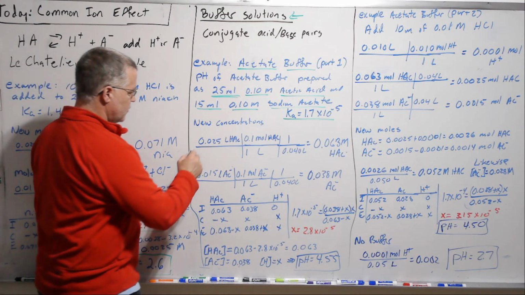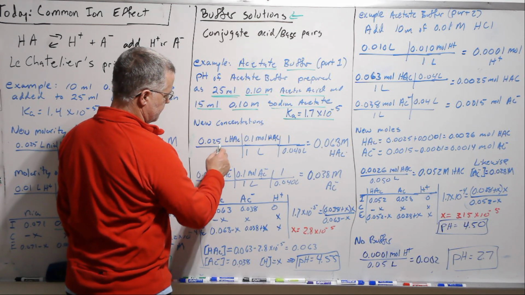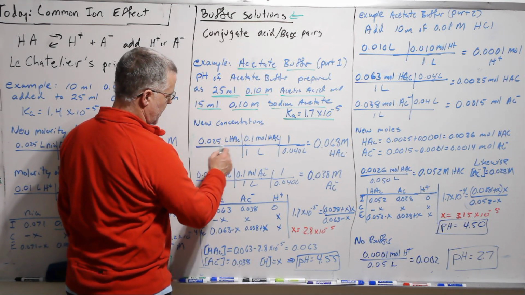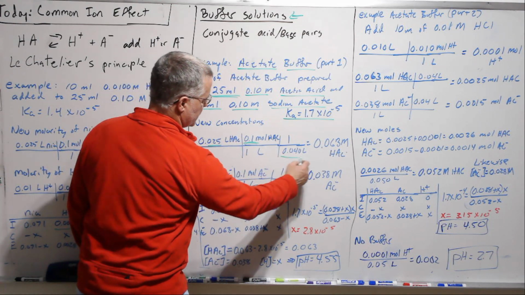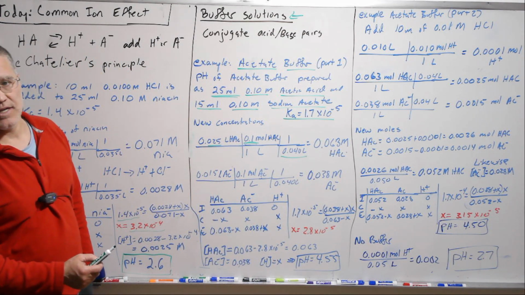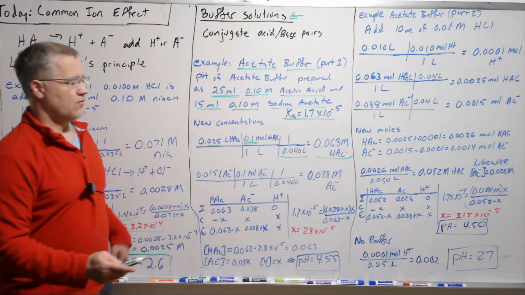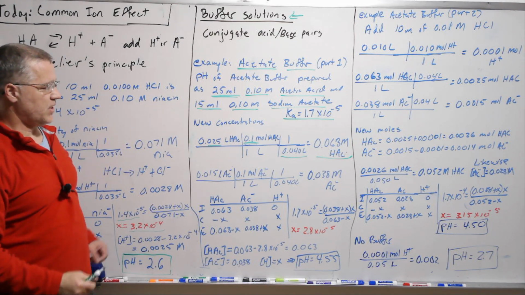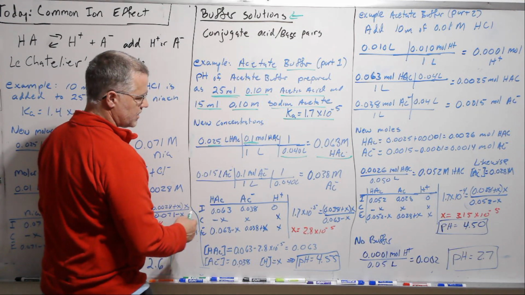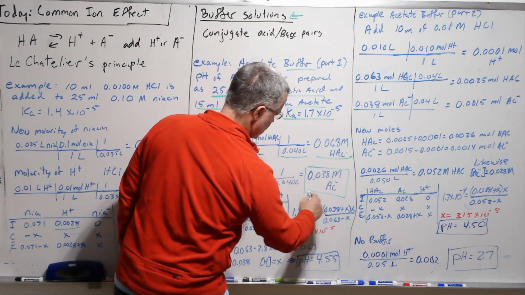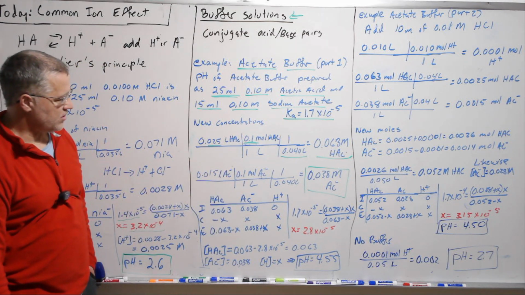So the new concentrations we have here now are calculated. Here's our original 25, here's our concentration, and here's our new volume, 40 milliliters. So that gives us, right when we pour the solution into the beaker, before the reactions happen, this is our molarity of our acetic acid. Likewise, the very same calculation, this is the molarity of the acetate.